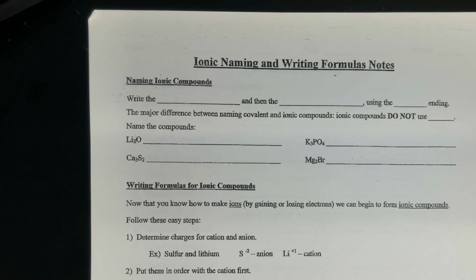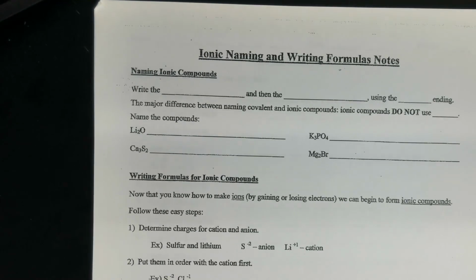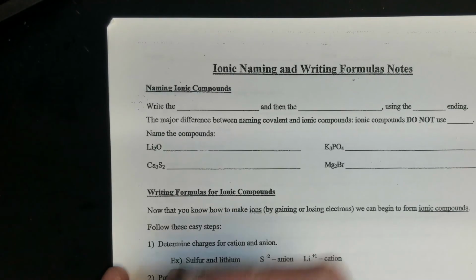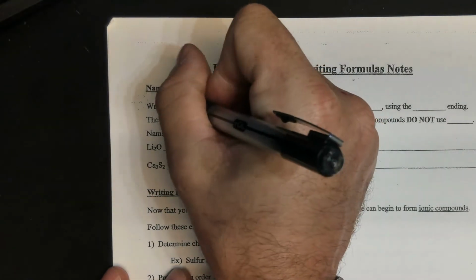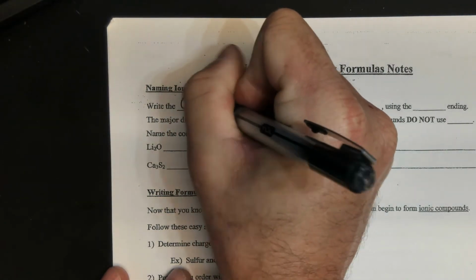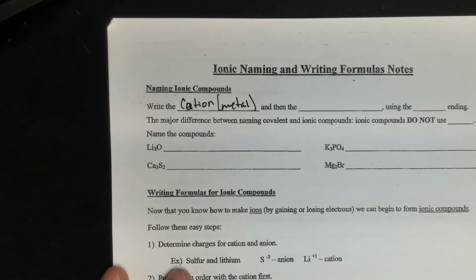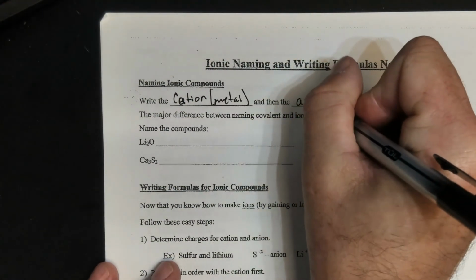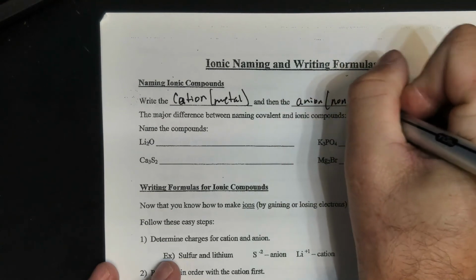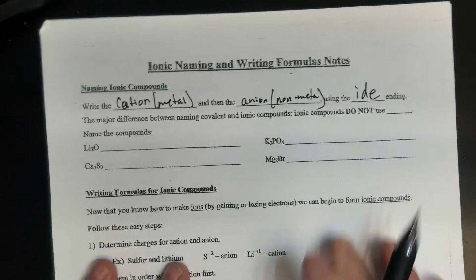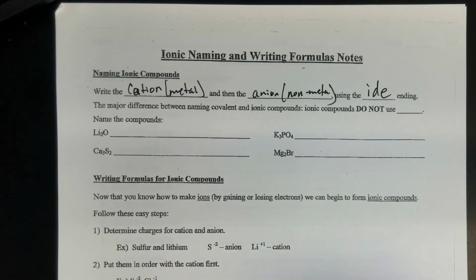You got to really know their oxidation state or the charge that they want to become after they either donate or they gain electrons. So the first step is you're going to write the cation. And if you remember, these are typically metals. And then you're going to write the anion, which are going to be our nonmetals. And then we're going to use the IDE ending. So everything needs to end in IDE.